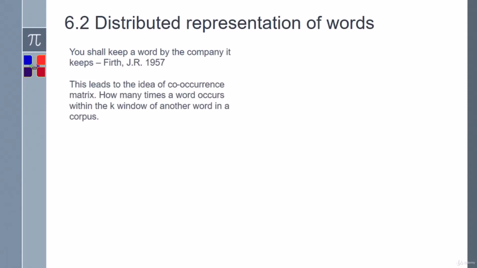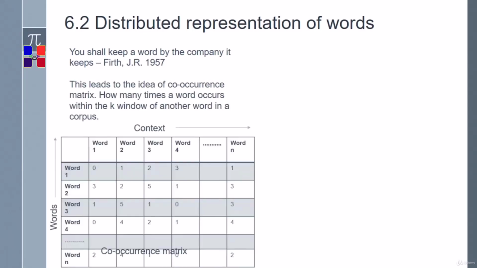And the way it is represented is what is known as a co-occurrence matrix. Again, this is a very simple representation. Each word in the vocabulary is put in the row, and then each word in the vocabulary is also repeated along the column. This matrix tries to find out the occurrence of each word within some proximity, within a k window.